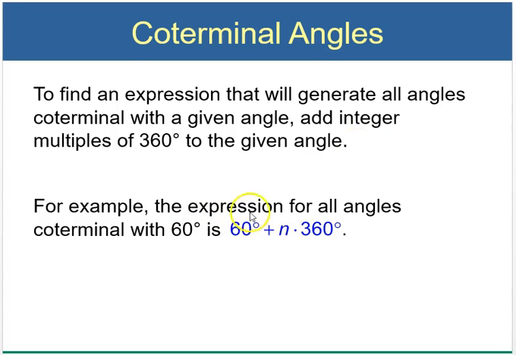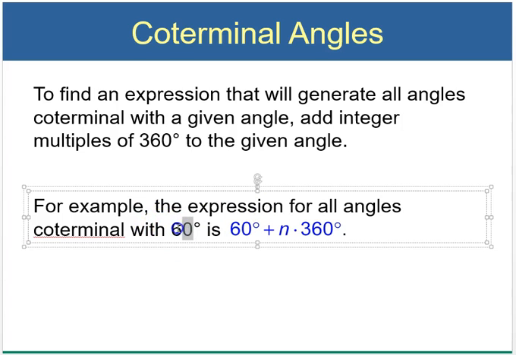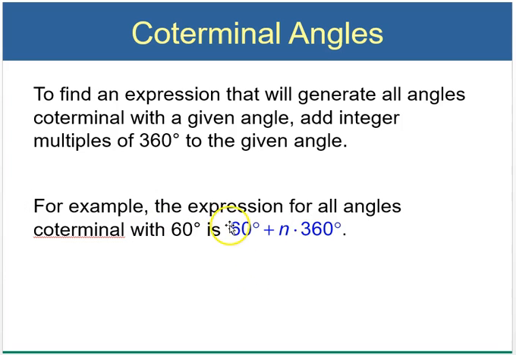So for example, if we want to find all angles that are coterminal to a 60-degree angle, this would be the expression right here: 60 degrees plus some integer number times 360. That will generate any and all angles coterminal to 60 degrees.